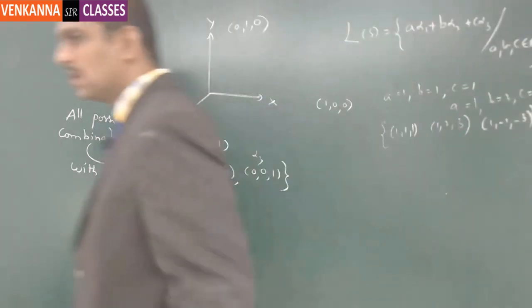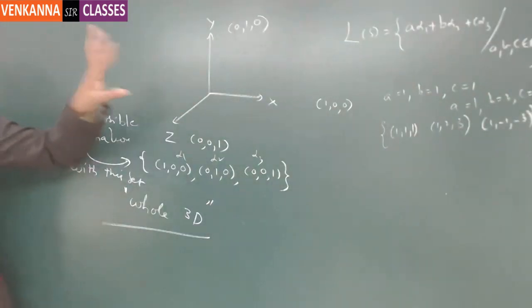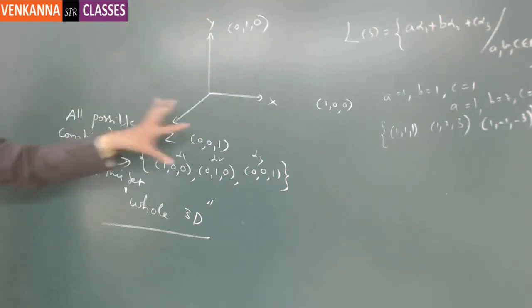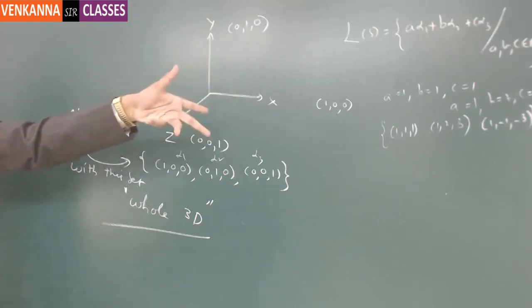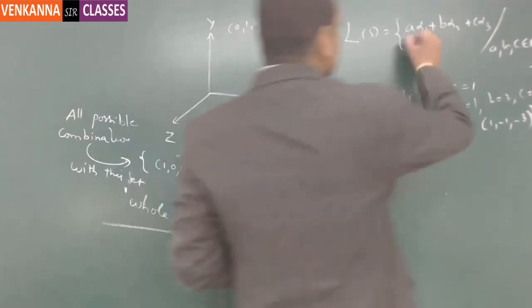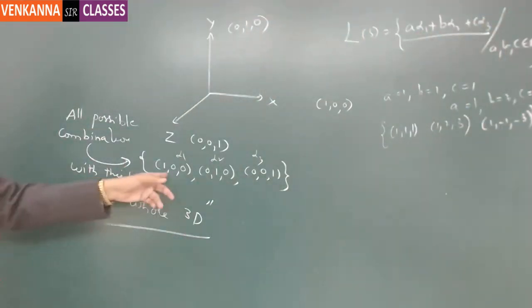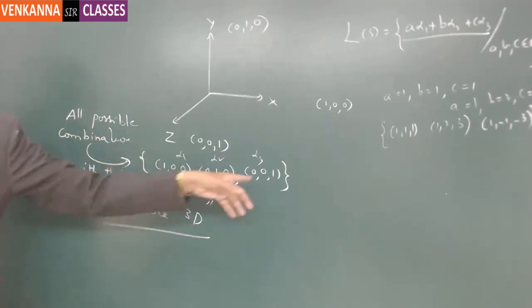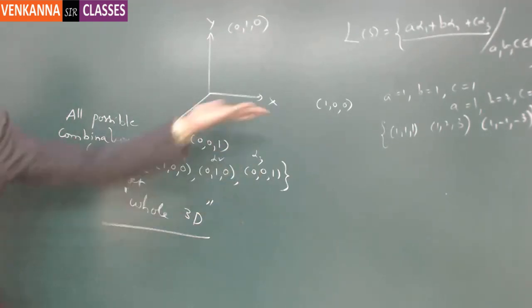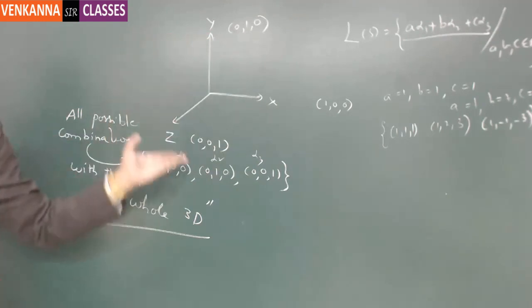Now, what happens? Whatever the point you take in the whole 3D space, that is typically of this form. So, the set 1, 0, 0, 0, 1, 0, 0, 0, 1 is a spanning set for the 3D space.